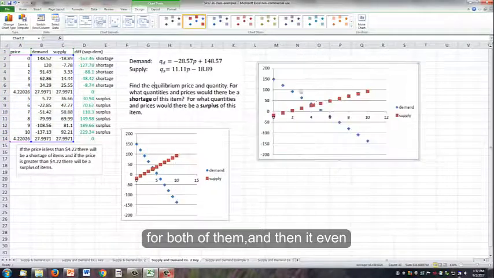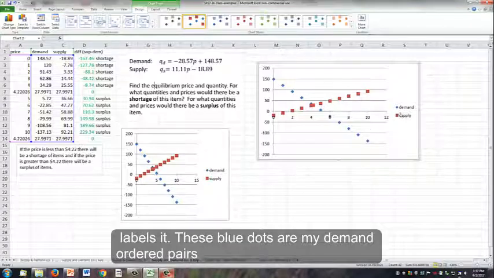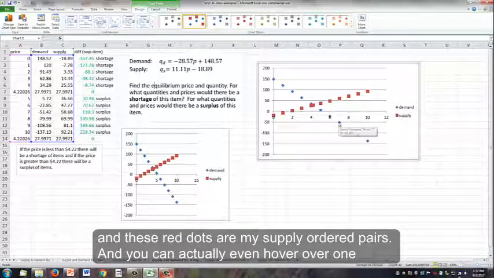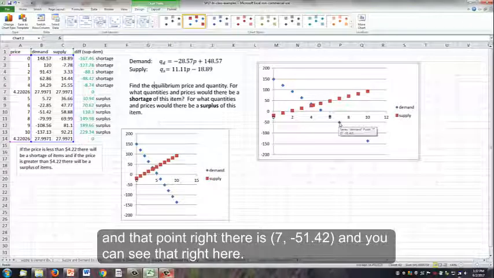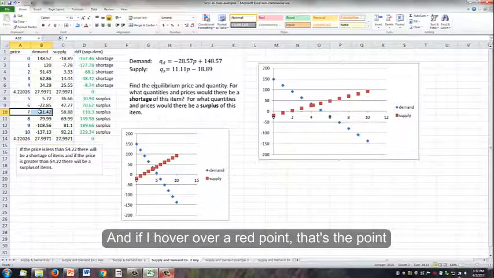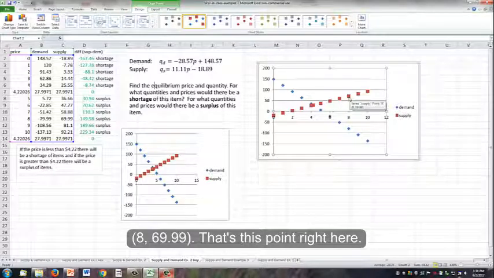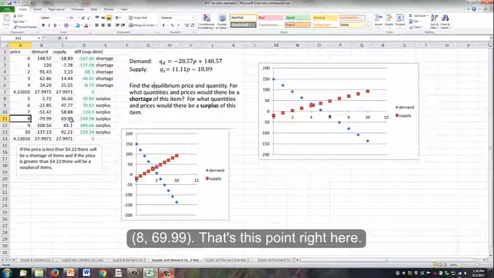And then it even labels it. These blue dots are my demand ordered pairs, and these red dots are my supply ordered pairs. And you can actually even hover over one. That point right there is the point 7, comma, negative 51.42, and you can see that right here. And if I hover over a red point, that's the point 8, 69.99. That's this point right here.